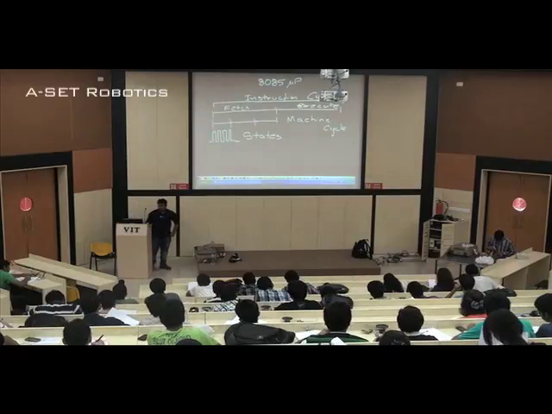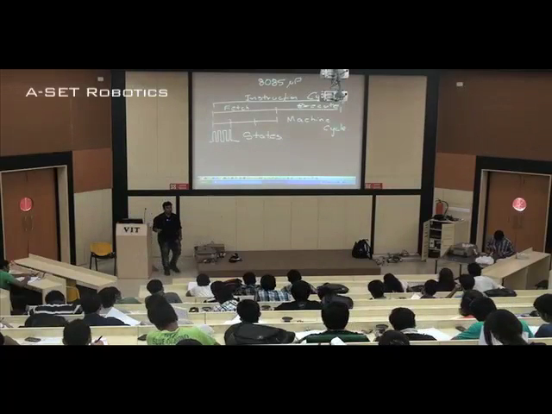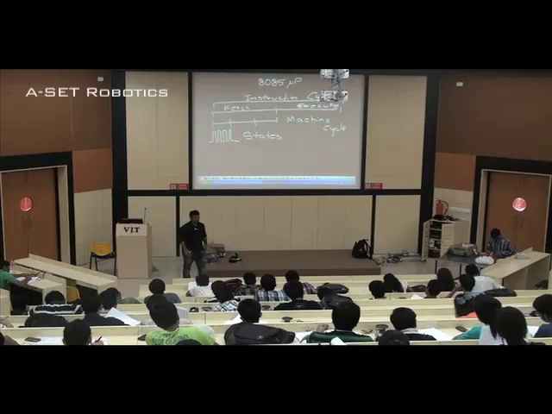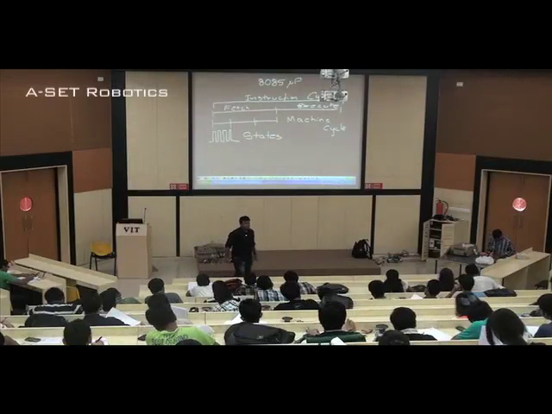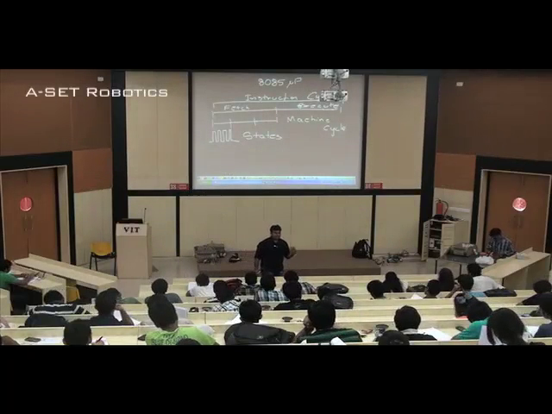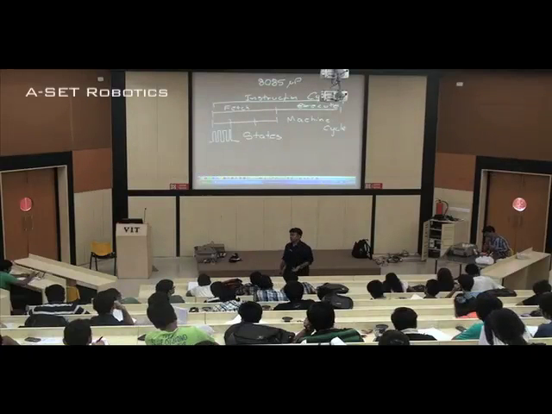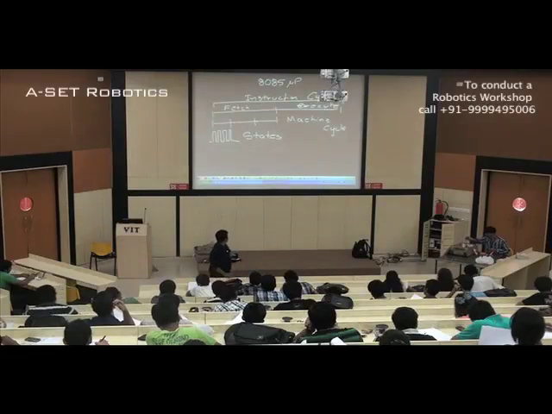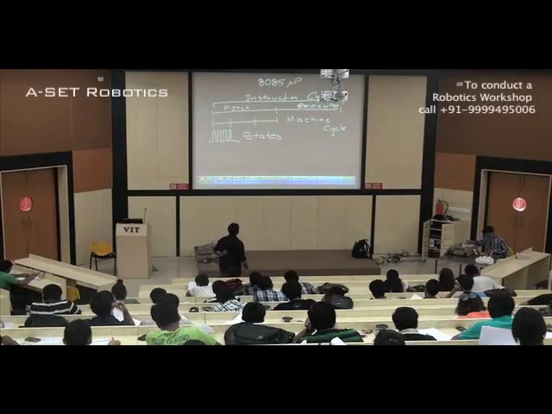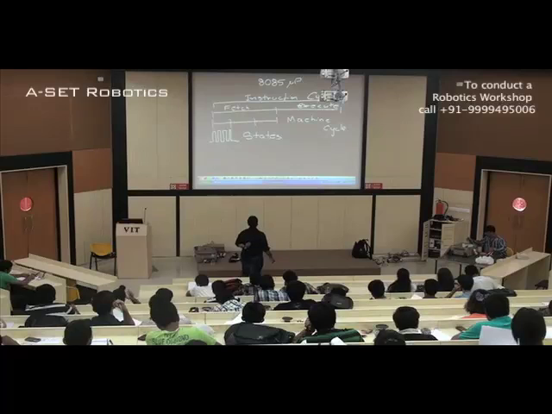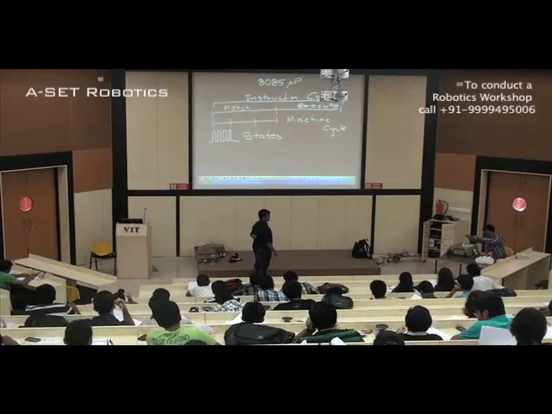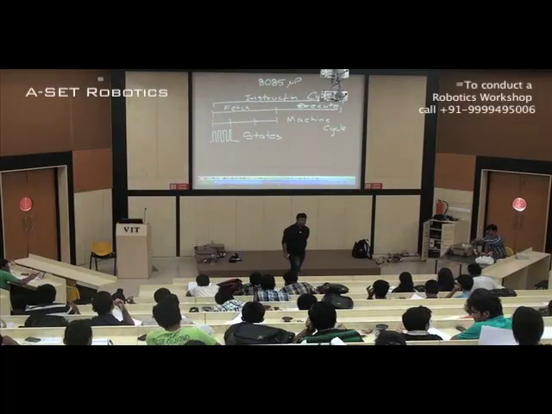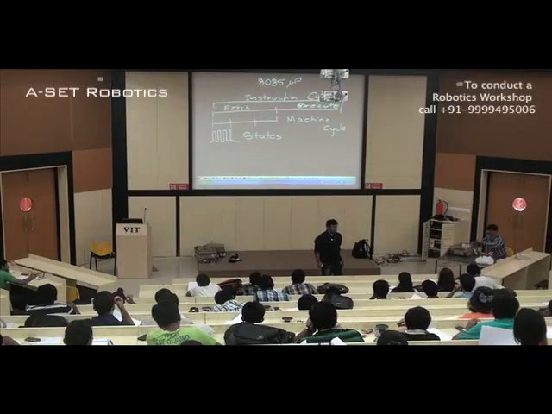Everyone has copied this diagram? Everyone? This is a very important diagram to understand how a microprocessor works. Instruction cycle, fetch, execute, machine cycle, states. Very easy diagram, but a very, very, very important diagram.